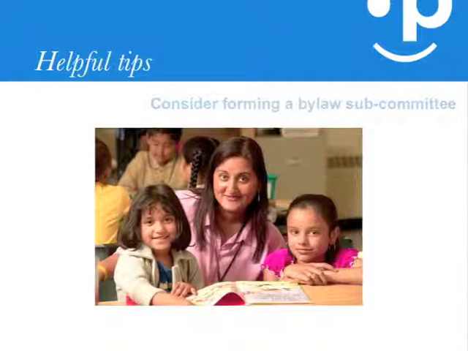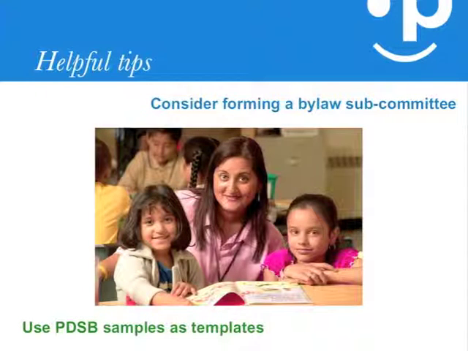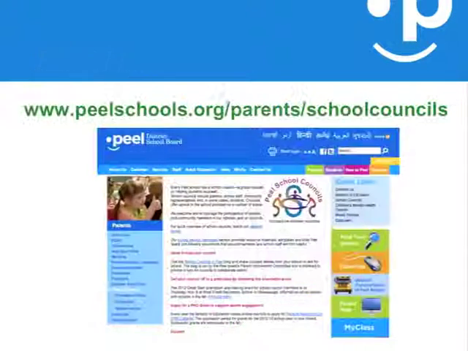You should consider forming a bylaws subcommittee to help develop a list of bylaws that work for your school council. It may also help to start with some samples and templates, which can be found by clicking on School Councils in the Parent section of peelschools.org.